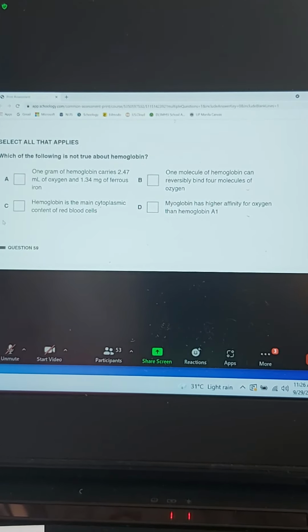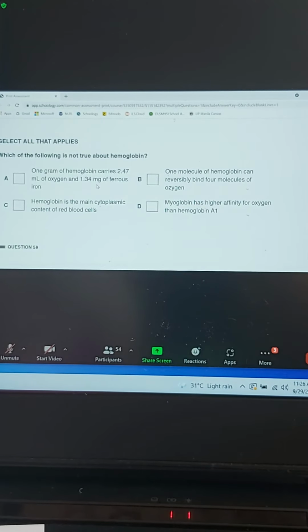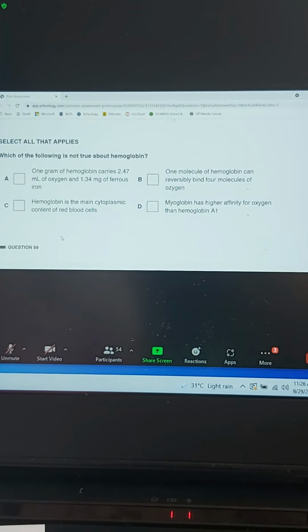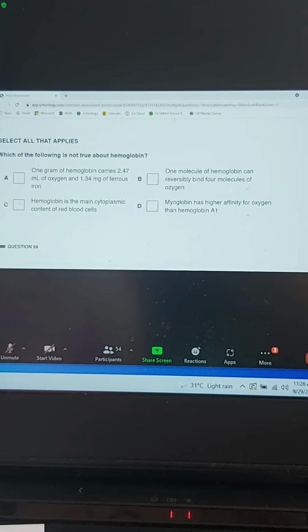Si letter C, tama ba to? Yes po. Yes, that's right. And letter D, this is also correct. Mas mataas ang affinity ng myoglobin for oxygen compared kay hemoglobin because myoglobin, these are found in your skeletal muscles and your skeletal muscles require high amounts of ATP, no? So they need to resort to oxidative phosphorylation. Yung aerobic respiration natin. So the correct answer here is letter A.